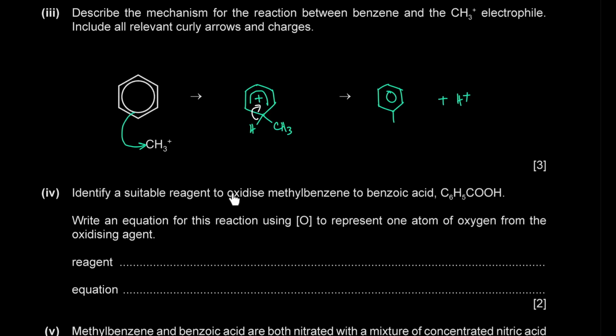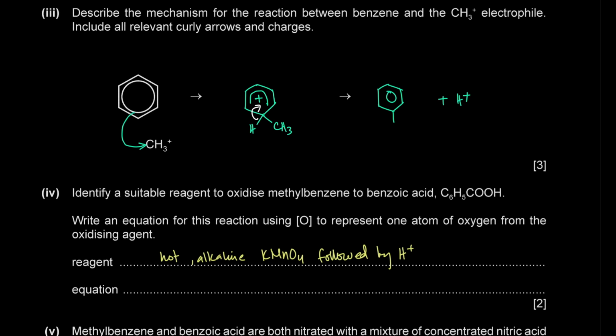Identify a suitable reagent to oxidize methylbenzene to benzoic acid. Write an equation for this reaction using O to represent one atom of oxygen from the oxidizing agent. So for this reaction, we're going to use hot alkaline potassium manganate 7, KMnO4, followed by H plus. Because in alkaline condition we get the salt of the acid, so we're going to follow it up with H plus so that we get the carboxylic acid.